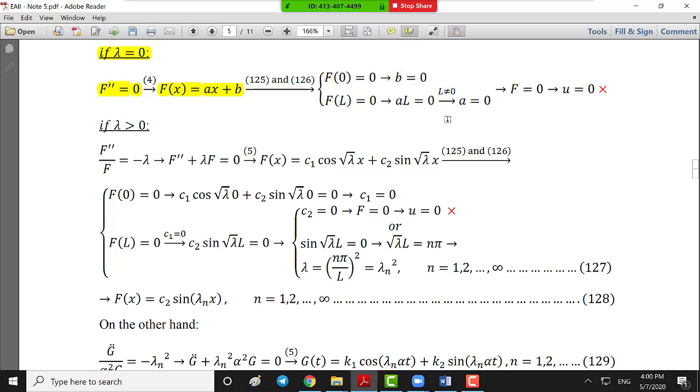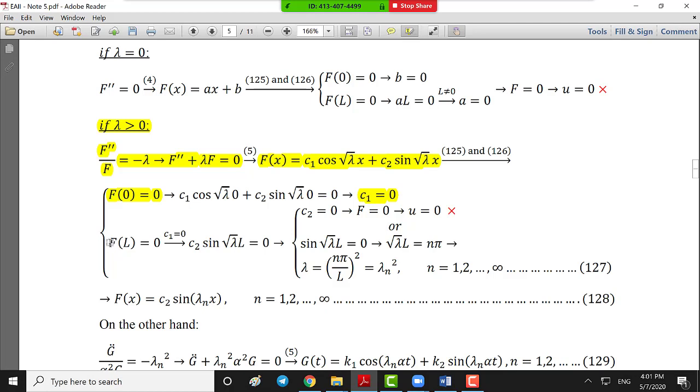Now, we reach the main case, the case in which lambda is positive, right? Now, if f double prime over f is equal to lambda, or f double prime plus lambda f is equal to 0, then f of x is equal to c1 cosine of the square root of lambda x plus c2 sine of the square root of lambda x, right? Now, considering that f at 0 is equal to 0, if you replace it into this equation, we're going to get c1 cosine of 0 plus c2 sine of 0 equal to 0, and that means that c1 is equal to 0.